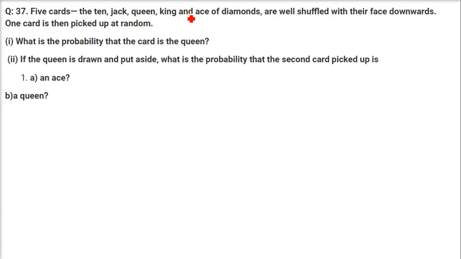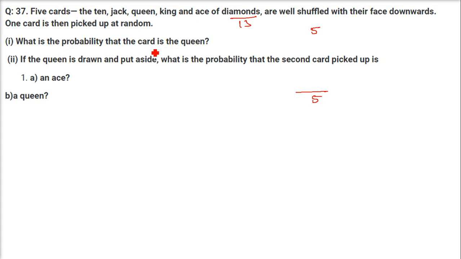5 cards: the 10, Jack, Queen, King and Ace of Diamonds. These are well shuffled with their face downwards. One card is then picked at random. That is, we have just 5 cards. So we have 5 as the base or denominator, or you can say total number of outcomes. And these are of a suit which is called diamond. 13 cards are there in diamond. So these 5 cards we are talking about, 1, 2, 3, 4, 5. One card is then picked up.